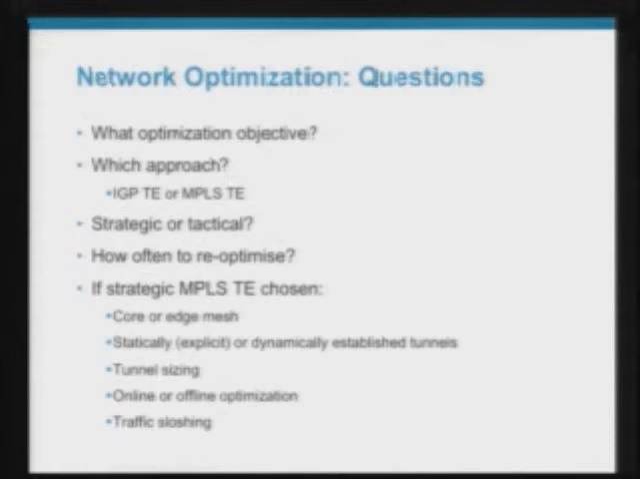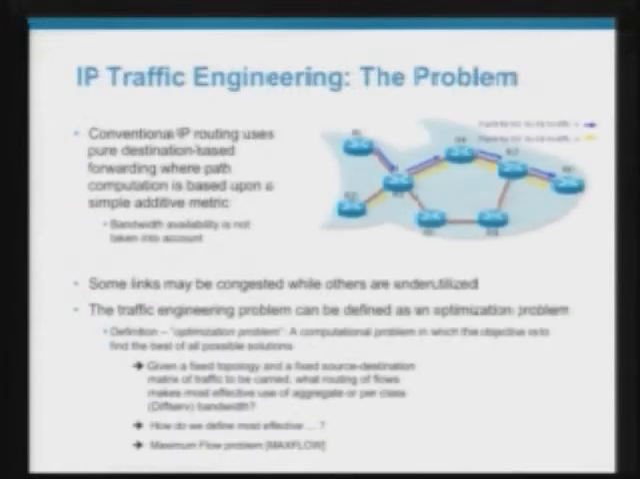I'll jump over the questions and go directly to the fish, which I'm sure everybody is sick of seeing. Has anyone not seen this picture? Or has everyone seen this picture, I assume, over time? Again, it's the classic picture that says you want to get some traffic from the left-hand side to the right-hand side. The shortest path is across the northern path. And you find yourself getting congested. You do want to utilize the southern route, but how do you do it?